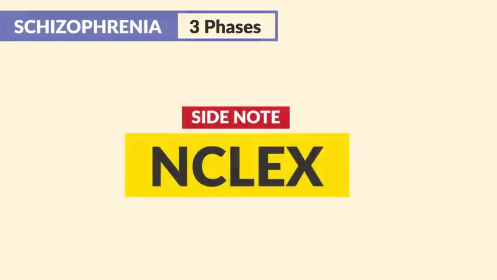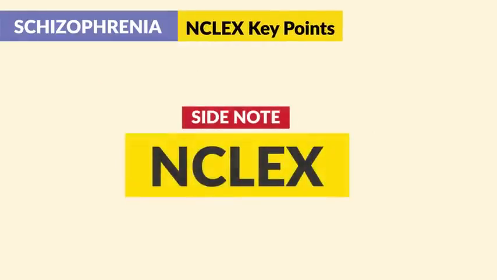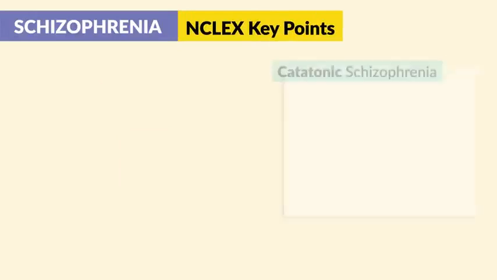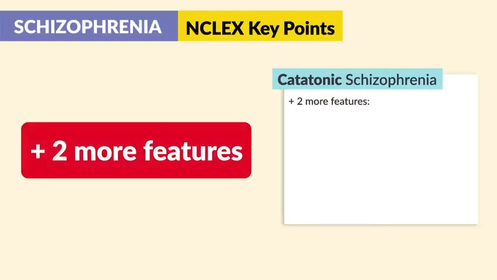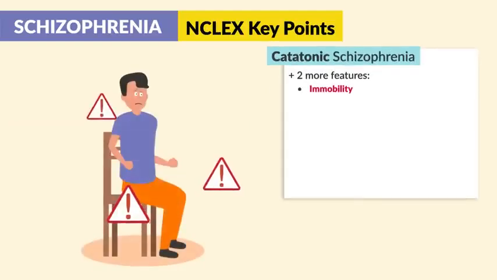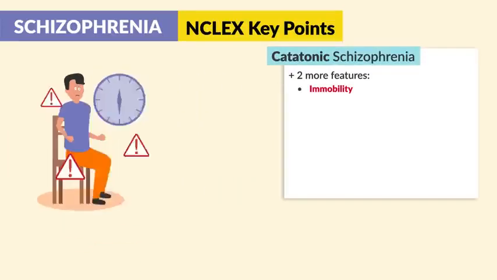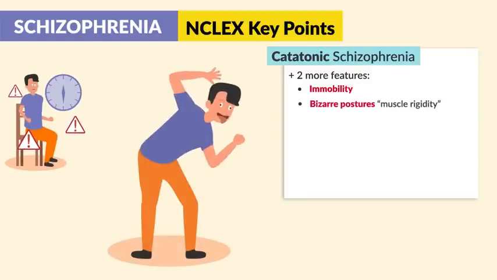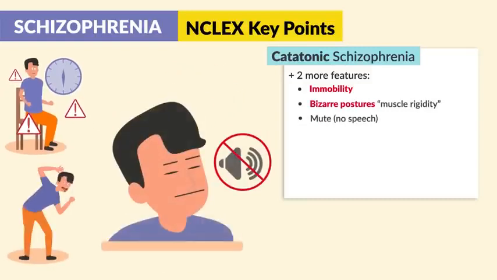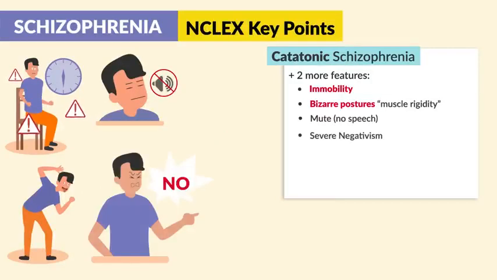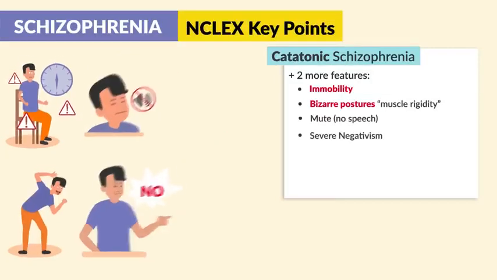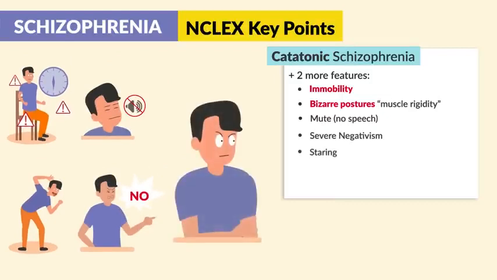Now a little side note for what is commonly tested. Big key term right here, so write this down. Catatonic schizophrenia. The usual schizophrenia signs and symptoms, they have 2 or more features, so write it down. Immobility, or basically the patient remains in a fixed position for extended time. Bizarre posturing, rigid body positioning. Or mute, the client has no speech. Or severe negativism and refuses to listen to instructions. Or the client is just staring off into space.